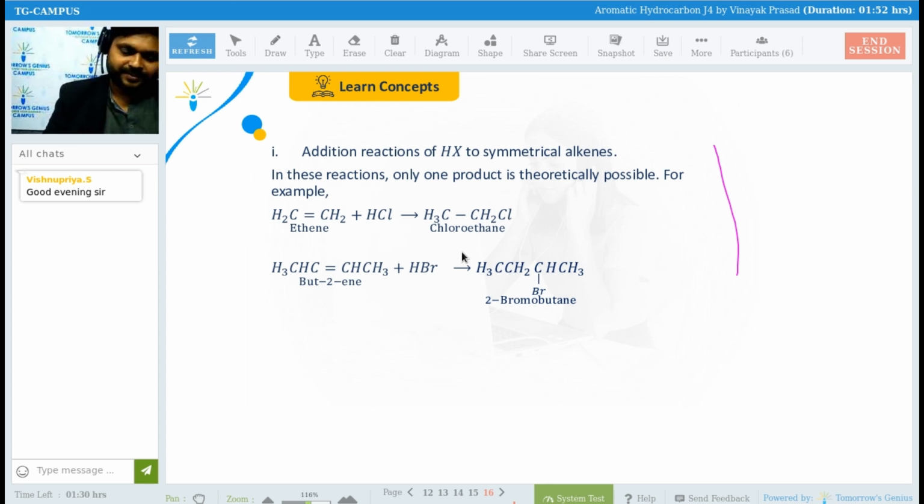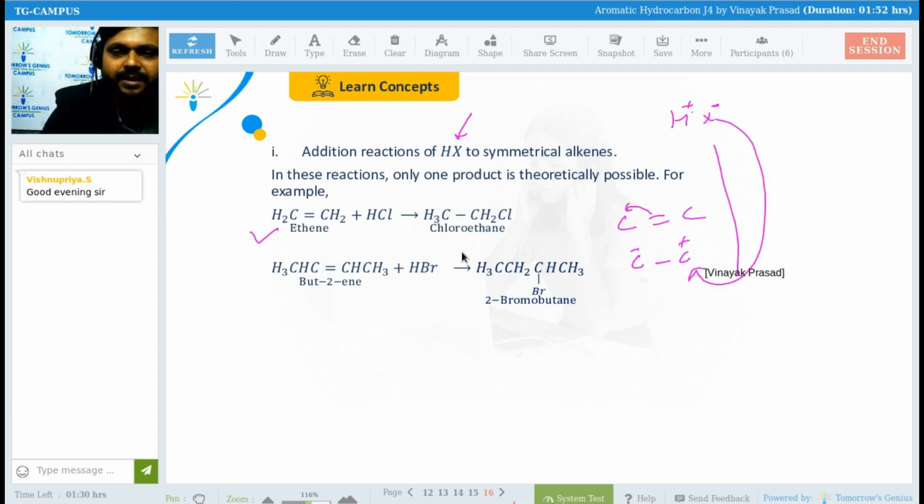Clear, everyone? See here. Addition of HX. Again, H plus and X minus, right? Now, see here. This is for a symmetrical alkene, so there is no problem, right? This is alkene, and the double bond is there. So H plus here, let's suppose the pi bond is shifting toward this carbon. So it will have a minus charge and this carbon will have a positive charge. So this X will come to this carbon and this H will come to this carbon.